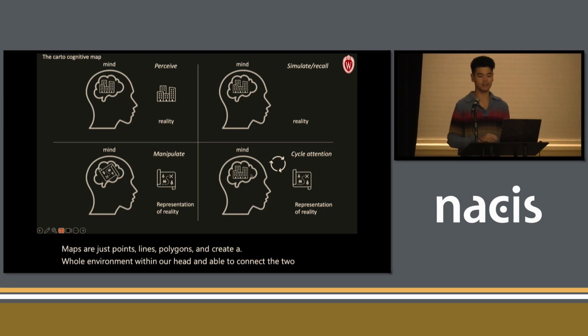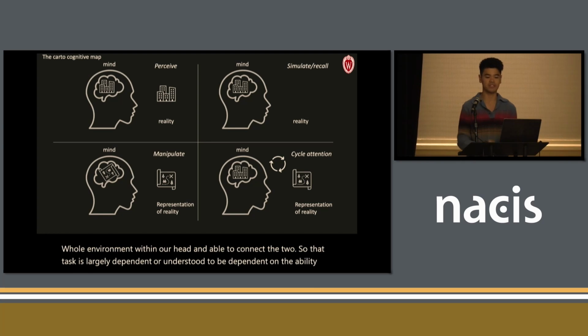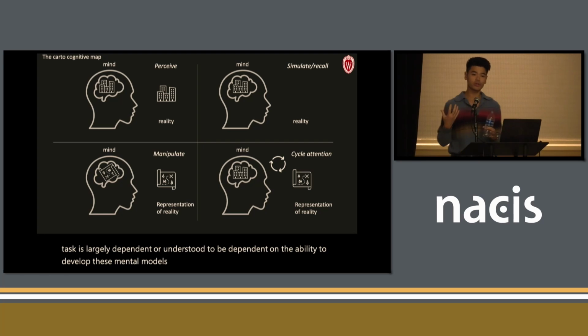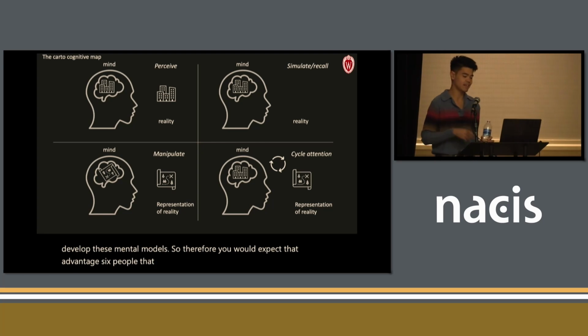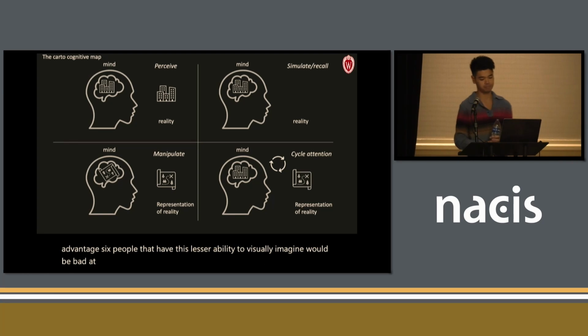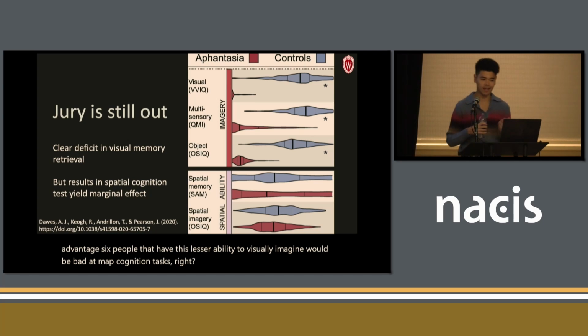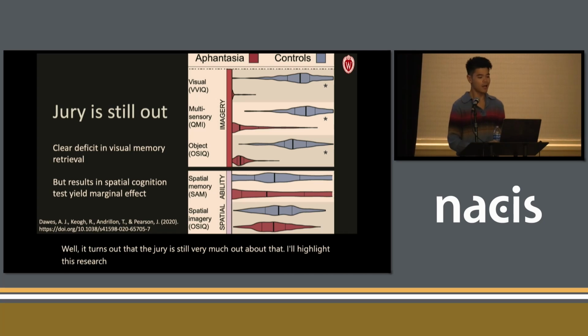So that task is largely dependent, or understood to be dependent, on the ability to develop these mental models. So therefore, you would expect that aphantasics, people that have this lesser ability to visually imagine, would be bad at map cognition tasks, right? Well, it turns out that the jury is still very much out about that. I'll highlight this research from 2020.